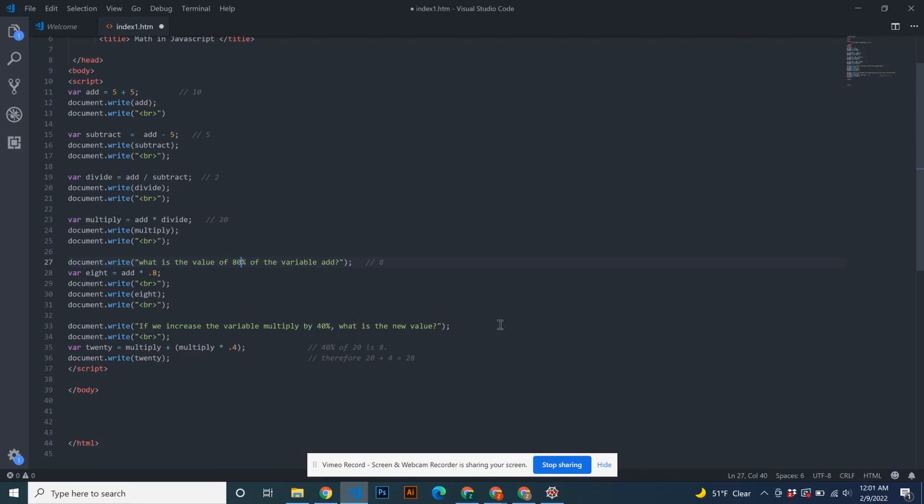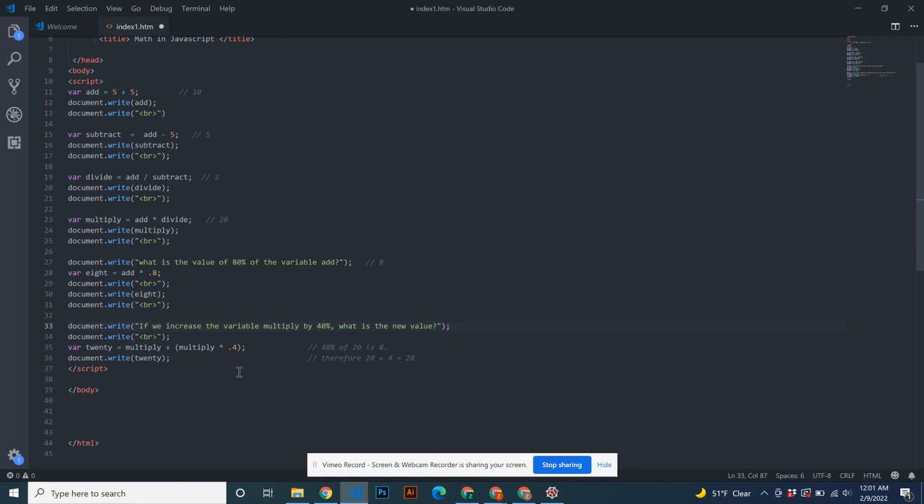Now here's another type of problem that I see a lot of people struggle with. If we increase the variable multiply by 40%, what is the new value? So the first thing we need to do is figure out what 40% of our original number is. So you'll see here we have multiply times 0.4, which we know 0.4 is 40%. Multiply stores the value of 20. We can see that up here. So 20 times 40% is 8.